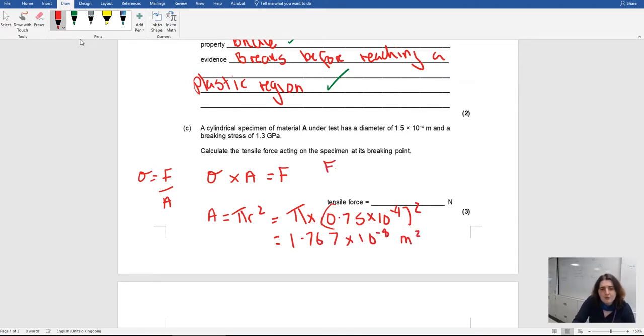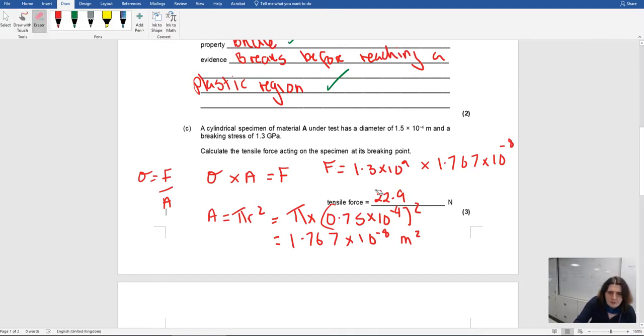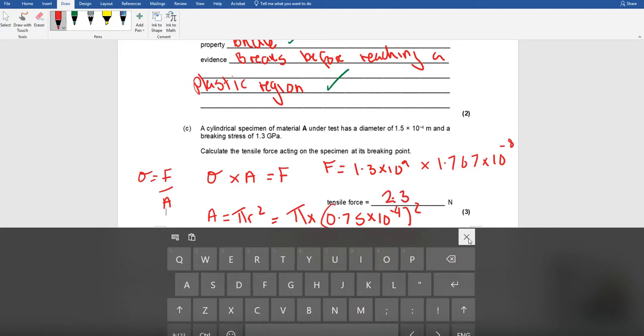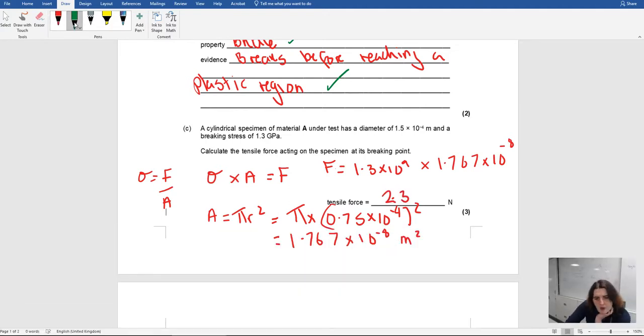So my force equals 1.3 times 10 to the 9, because it's giga, times 1.767 times 10 to the minus 8. I get an answer of 22.97, which is approximately 23 newtons. Mark-wise, you got 1 mark for working out the area correctly, 1 mark for using the formula, and 1 mark for getting 23 newtons.